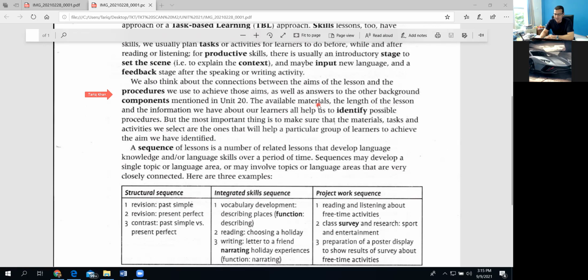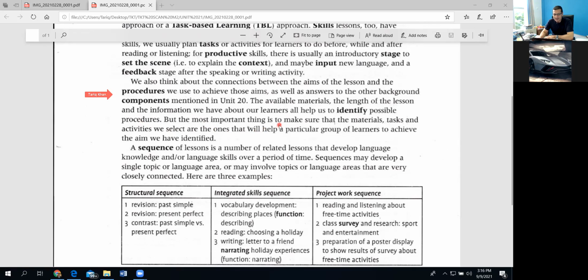So the available material, the length of the lesson, how long it should be, and the information we have about our learners all help us. These three things help us identify the possible procedure. We have to finish in 6 months' time, 4 months' time, and we consider how many classes are available. With all these calculations, you can lay down the procedure.